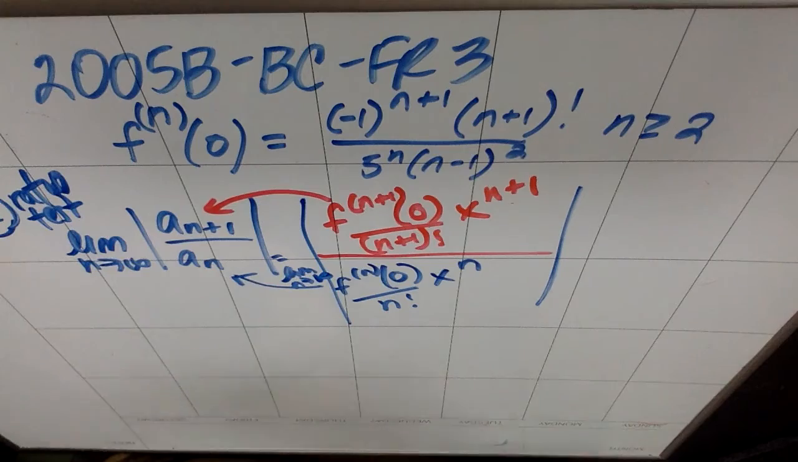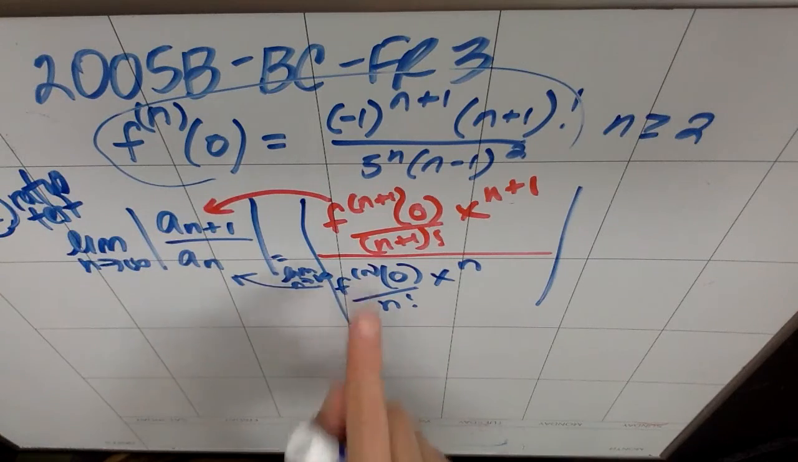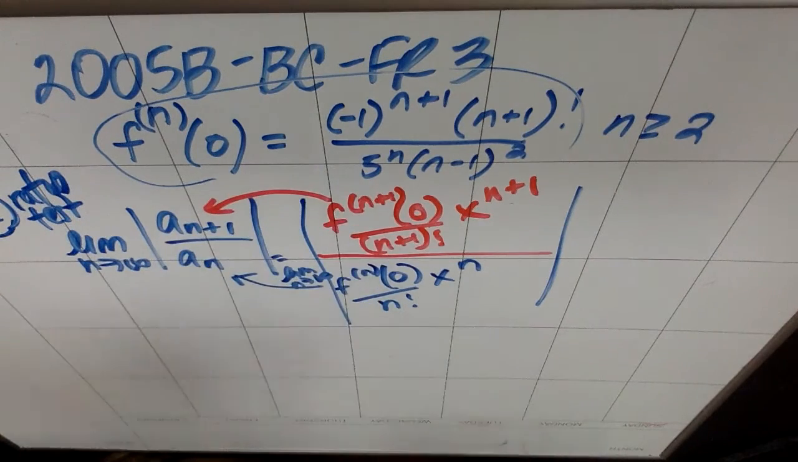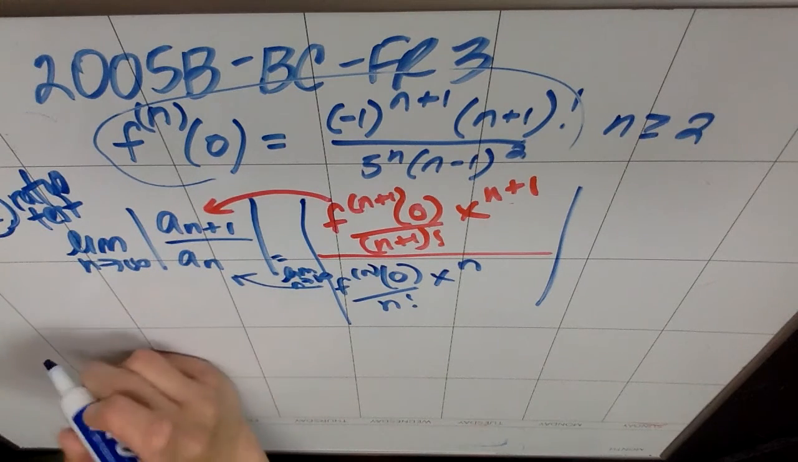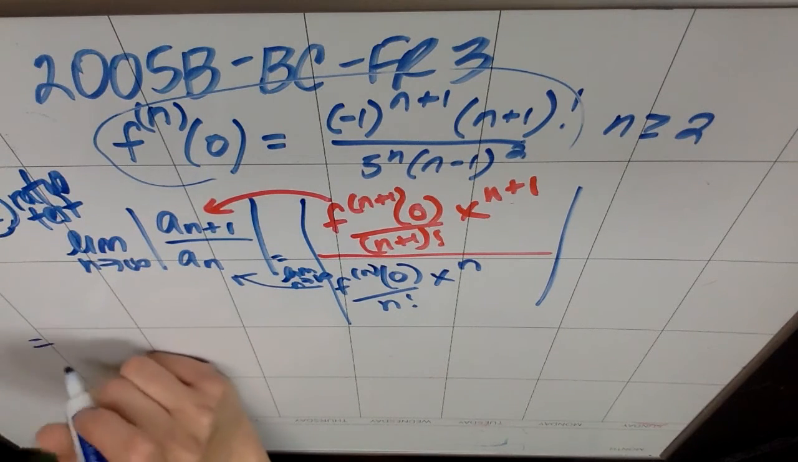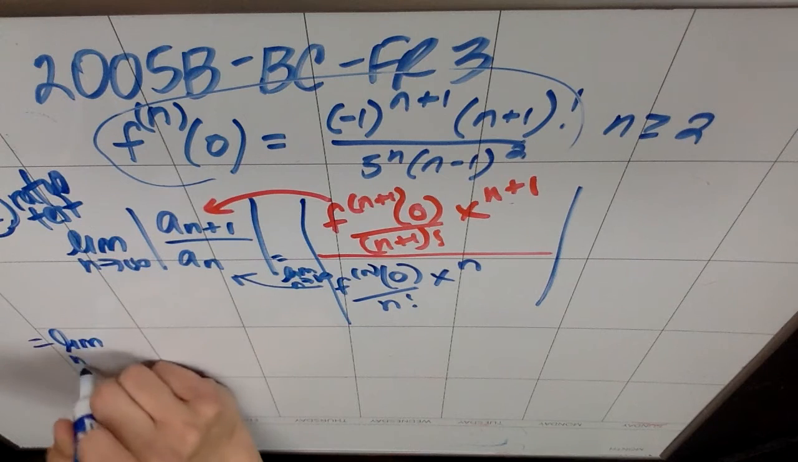Now, what makes this slightly more complicated is my nth derivative of f terms are this ugly monstrosity. So the nth one is easy. I'm just going to copy what's here right here. The n plus 1 is going to require a little bit more work. So this is definitely a bit of a crazy ratio. So this ratio is going to look like the limit as n approaches infinity.